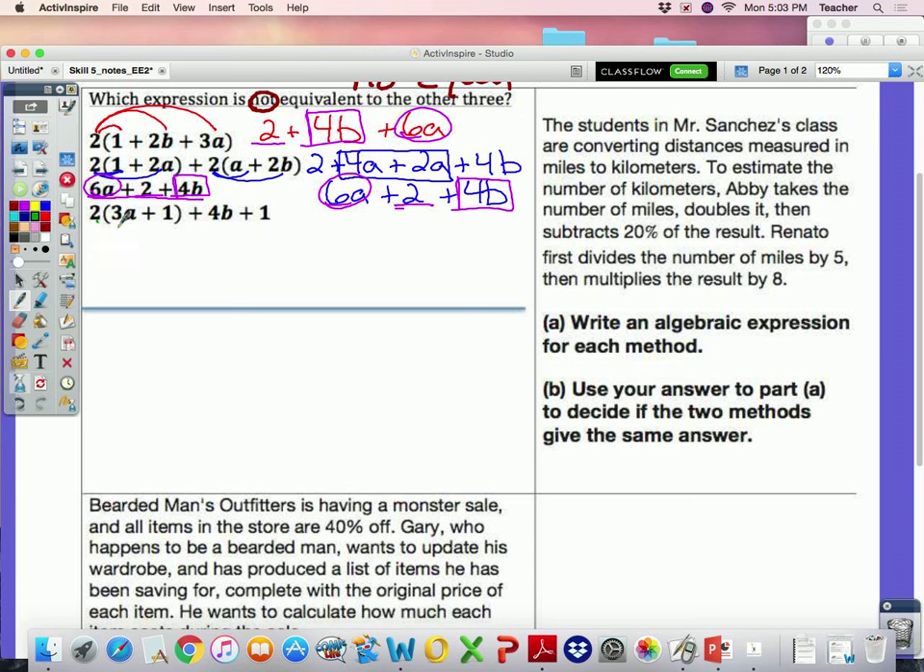So let's distribute this. Hopefully you did this. 6a plus 2 plus 4b plus 1. So what can we combine together, take away? What can we do? The integers can be combined together. So we have 6a plus 4b plus 3. So which one of these is incorrect? The red, the blue, the purple, or the green? Yeah, the green is wrong. Why? What makes it wrong? What makes it incorrect or not equivalent to?